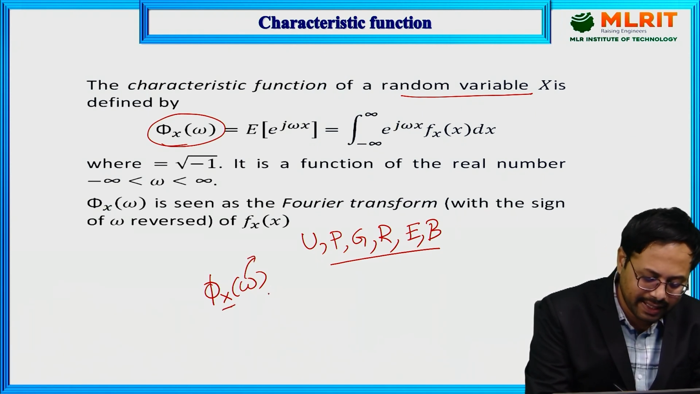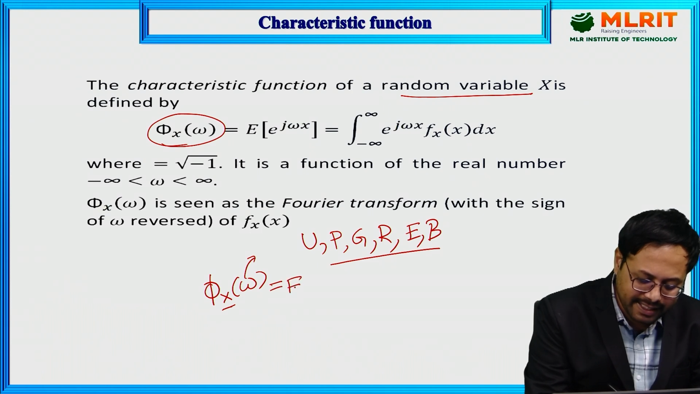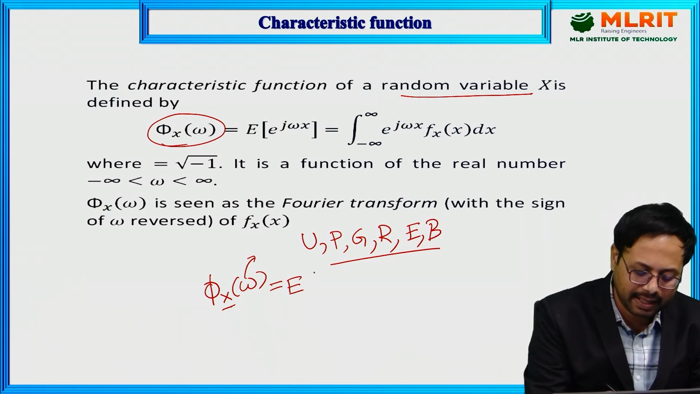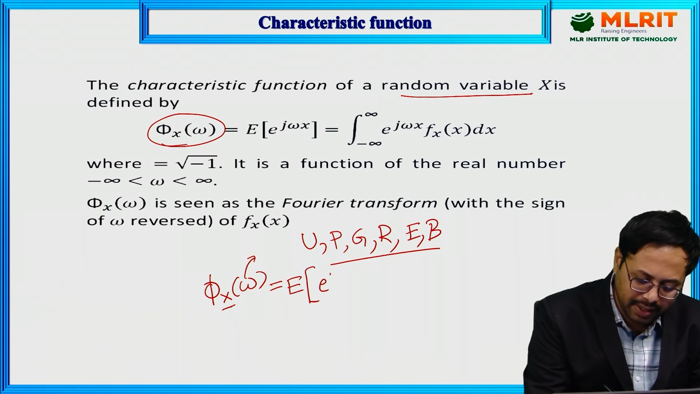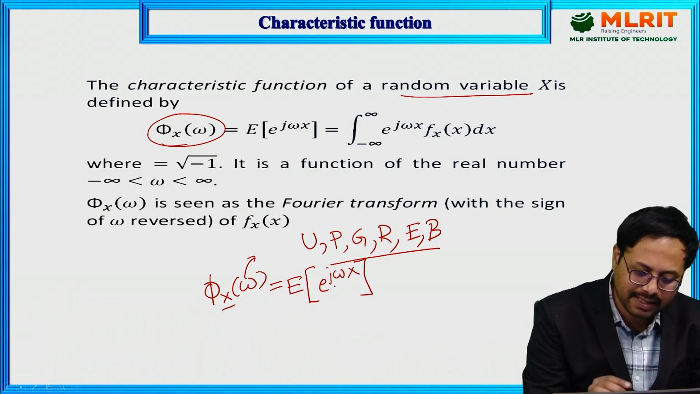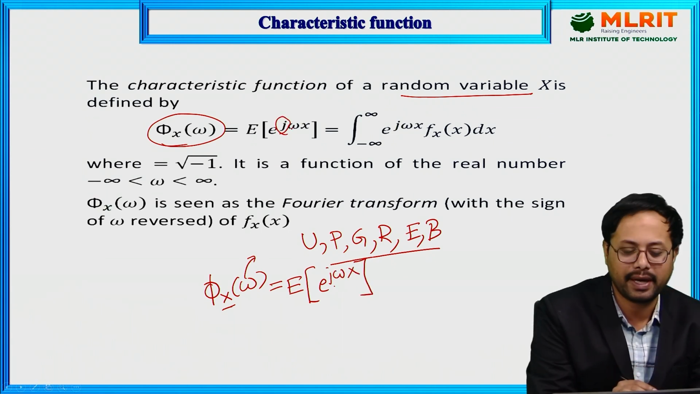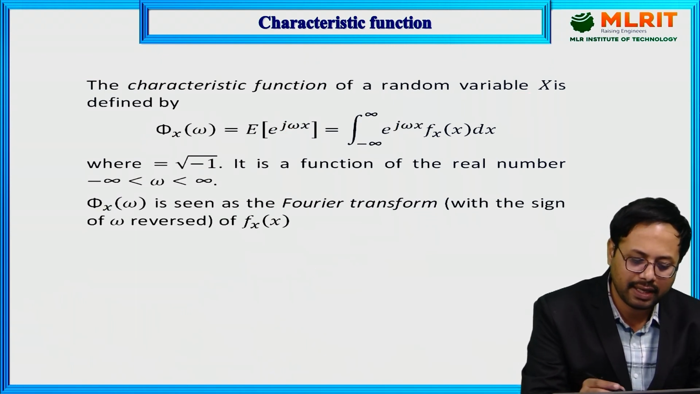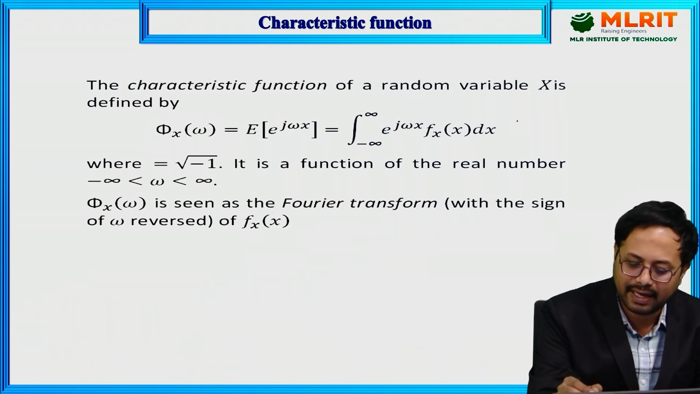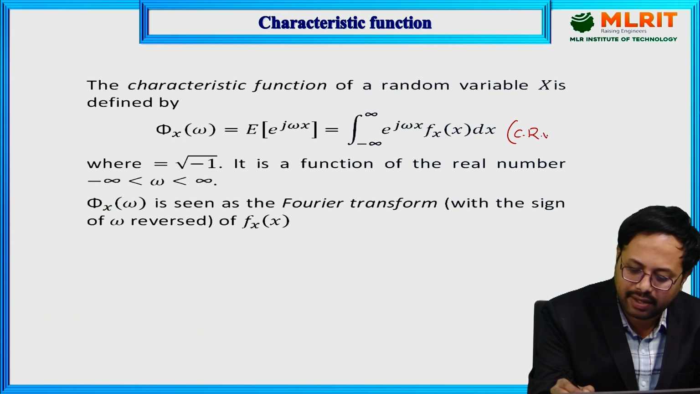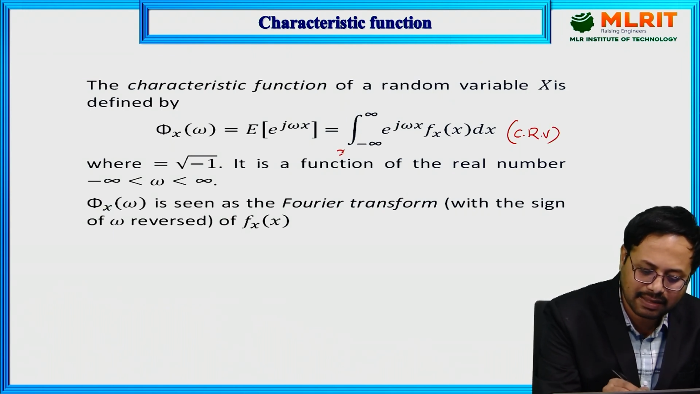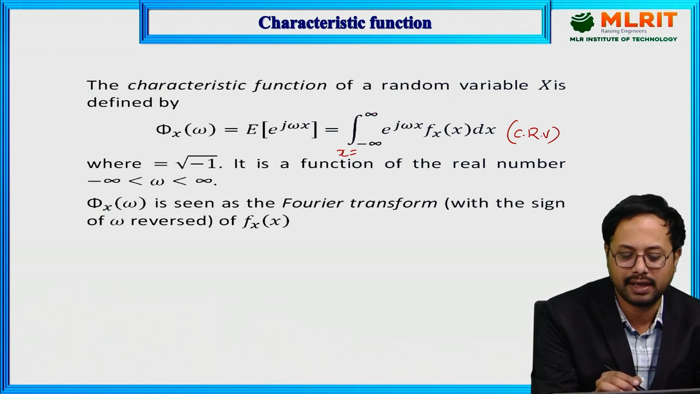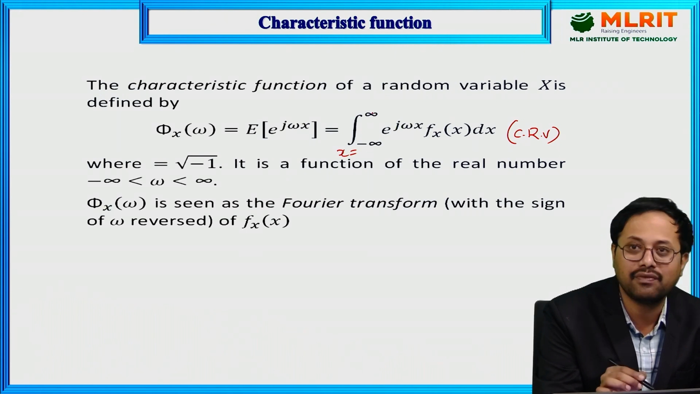The definition tells that it is equal to the expectation, E represents the expectation, of exponential to the power of j omega x. Here j represents the imaginary operator. Now here is the definition for a continuous random variable, where x lies between minus infinity to infinity.